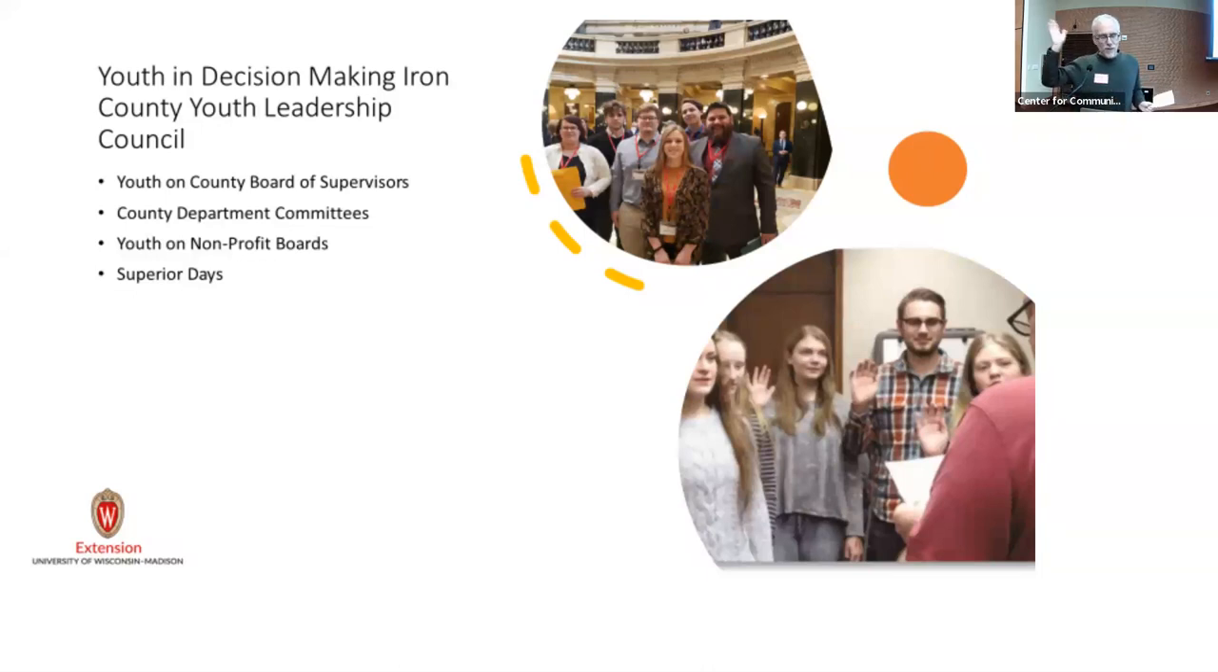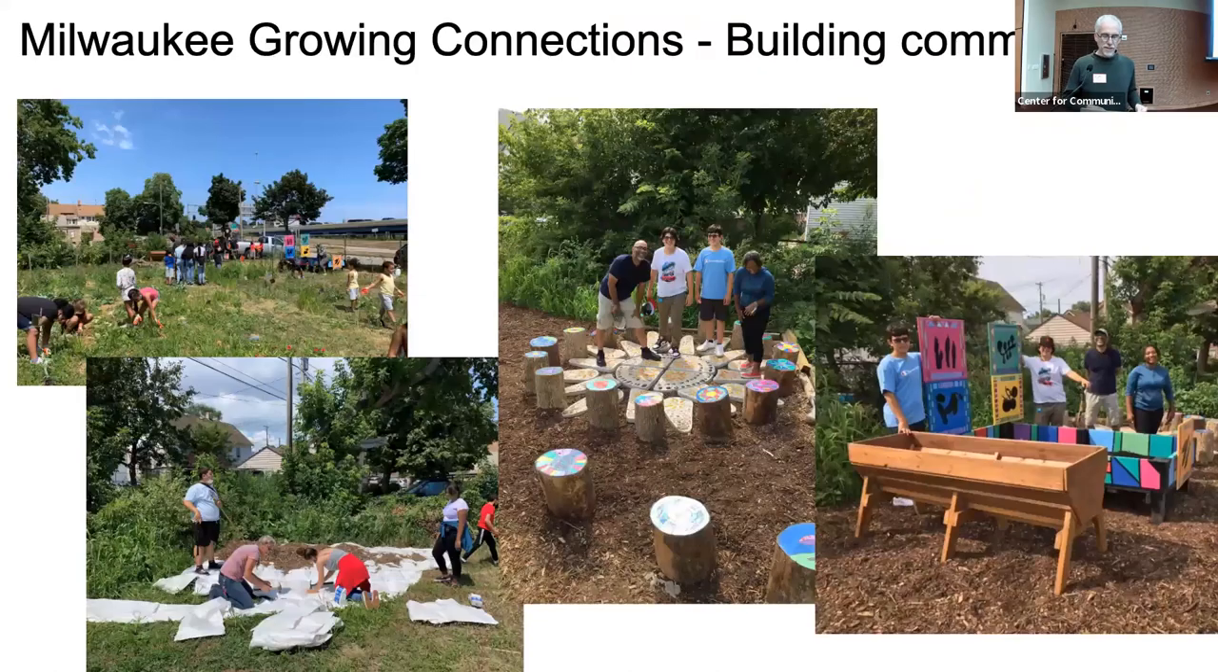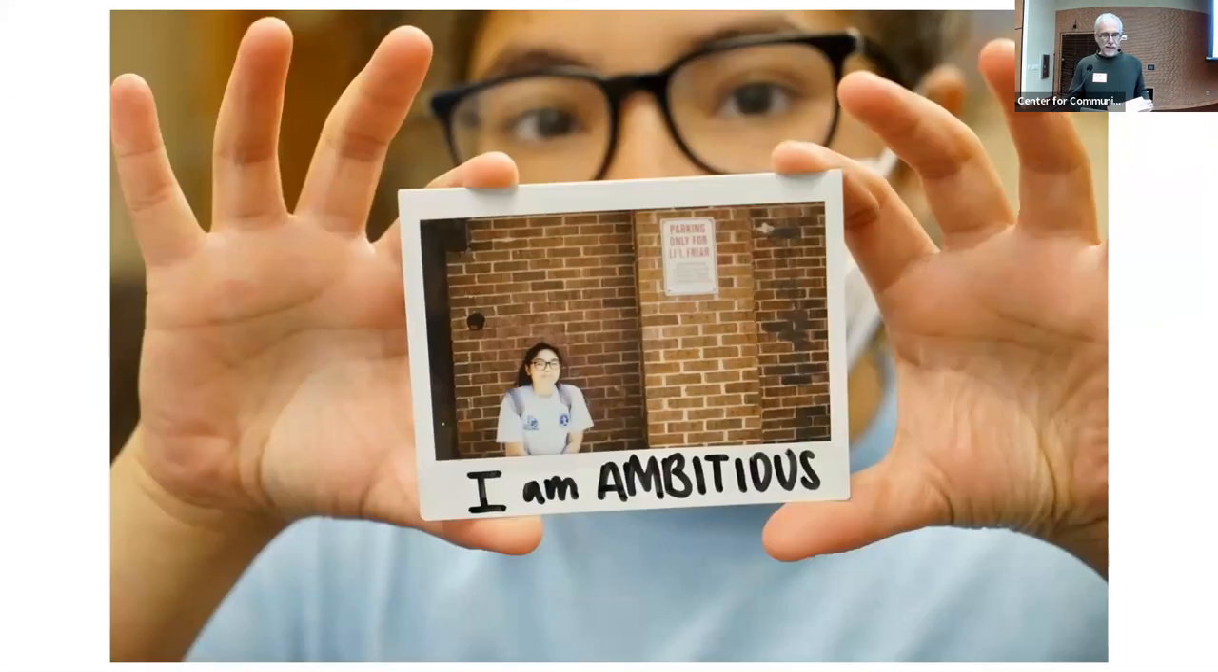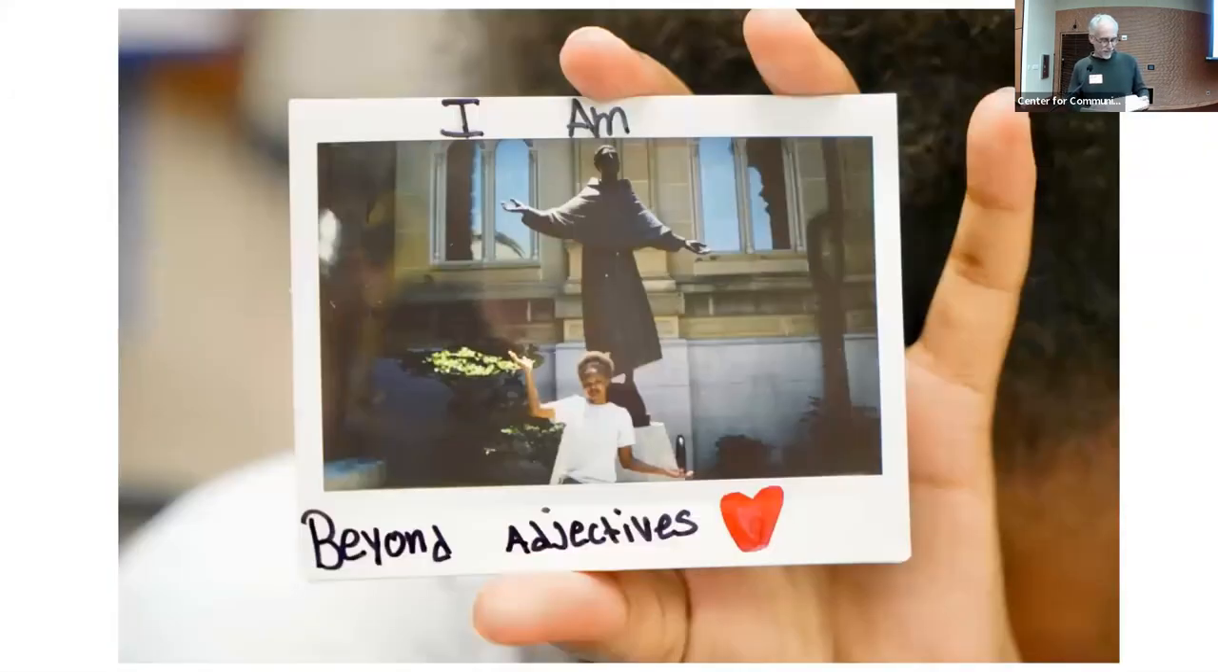These photos are actually from Iron County, far up north, from Superior Days, where young people are part of a delegation of youth and adult civic leaders who come to Madison each year to represent community interests to legislators. So young people are very integrated into representing and advocating for what's going on in the community. In Milwaukee, we have a project called Growing Connections, where young people have helped to reinvigorate a really abandoned community garden that had become a dumping ground, creating arts and community and growing spaces. At the same time, they spent time understanding the history of the space and the neighborhood and why that community is as disinvested as it is, and really developing an analysis of that work. Also learning a little bit about themselves and having some fun as young people.